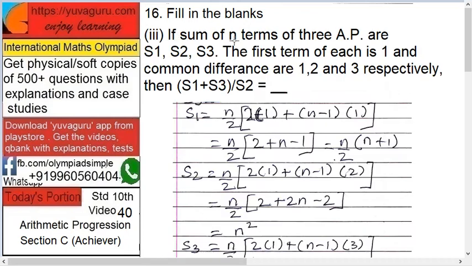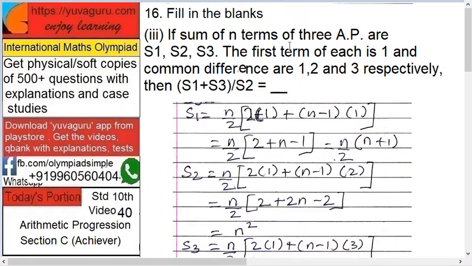Next, if the sum of n terms of 3 APs are S1, S2 and S3, the first term of each is 1 and the common differences are 1, 2 and 3 respectively, then (S1 + S3)/S2 equals to, it should be... Okay, move on. So the sum of n terms of 3 APs is S1, S2 and S3.